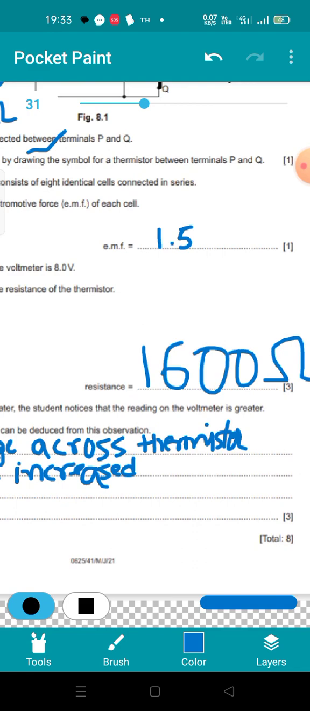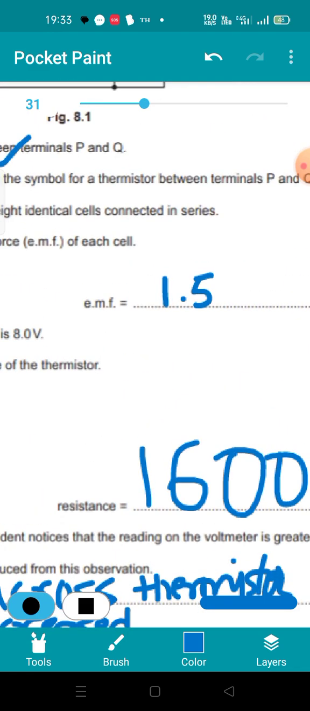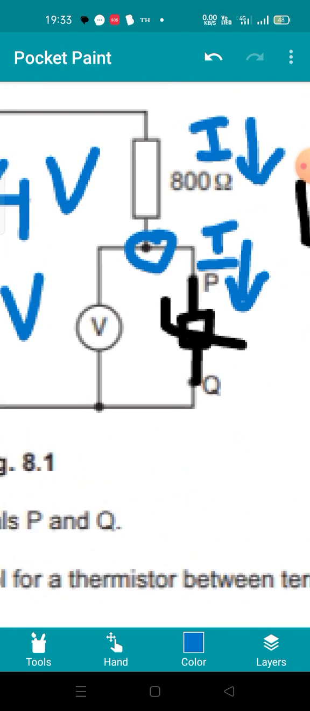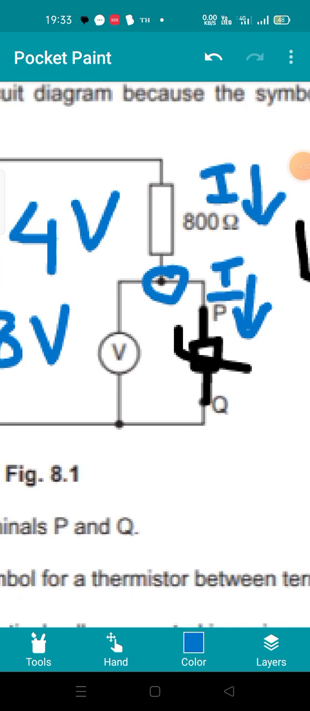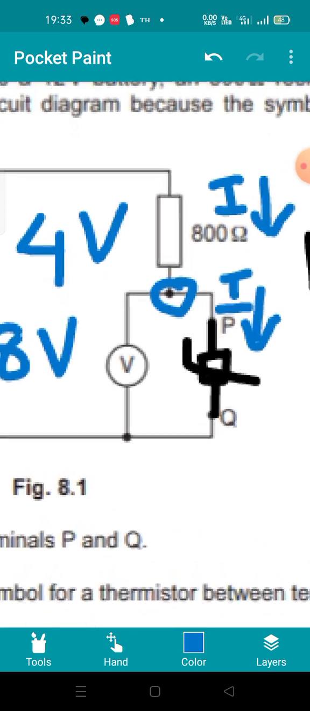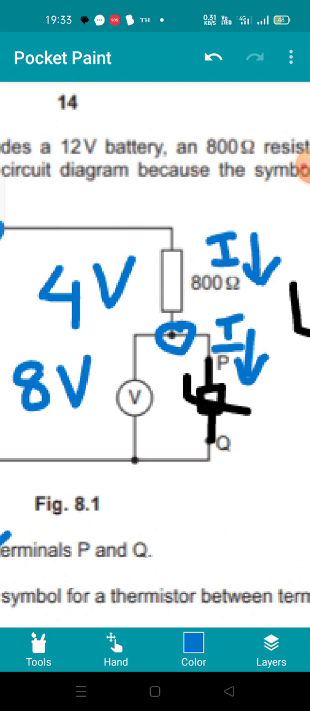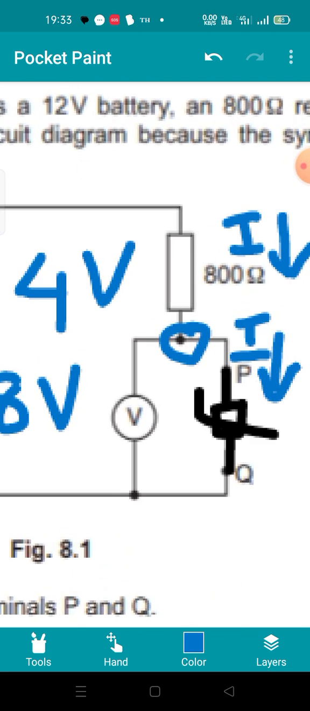Now let's see this. Whenever we connect two or more electrical components in series, here the 800 ohm resistor and the thermistor are connected in series, you can say that the potential difference will be more if the resistance is more. How can we say that? If the components are connected in series, the same current flows through both the components. So V is equal to IR, and V will be greater if the value of R is greater.